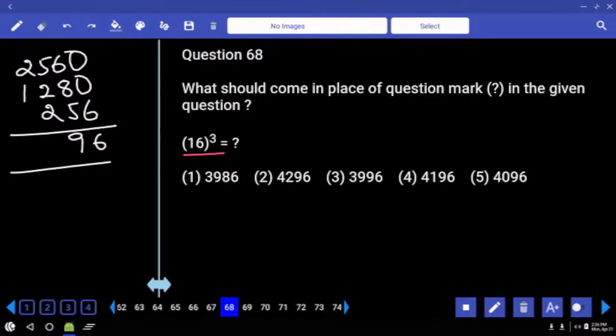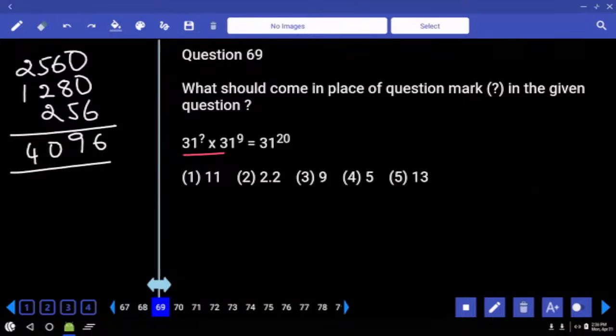How many are there? 3 are there. There are 4, we have to do the whole thing. 4096.